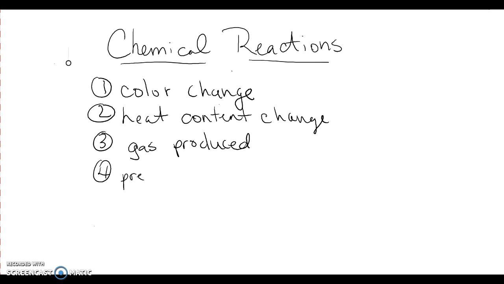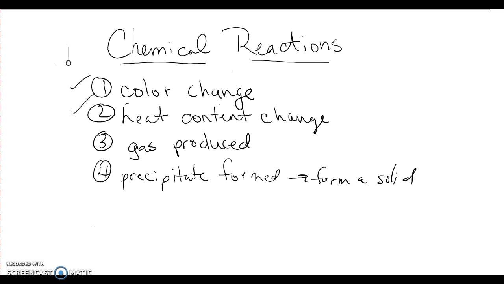And what a precipitate is, basically, is a solid. So let's just say you take 2 liquids and you put them together, you form a solid. Okay. So those are the things that can happen during a chemical reaction. You have a color change, you can have a heat change, you can have gas produced, you can have a precipitate form. So one of those things is going to happen during a chemical reaction.